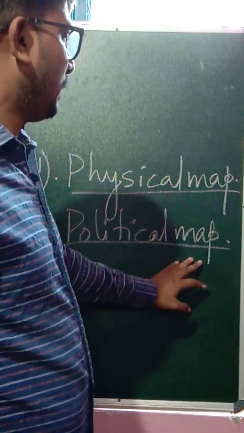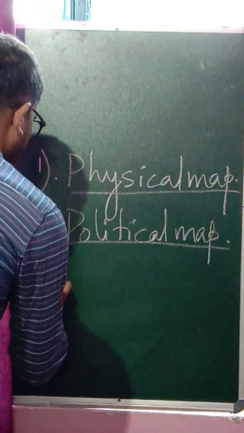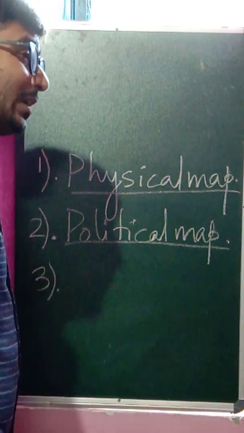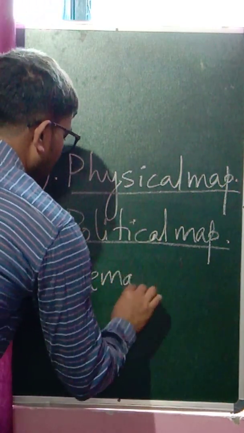So political maps are regarding those kinds of findings. The third one is known as the thematic map.